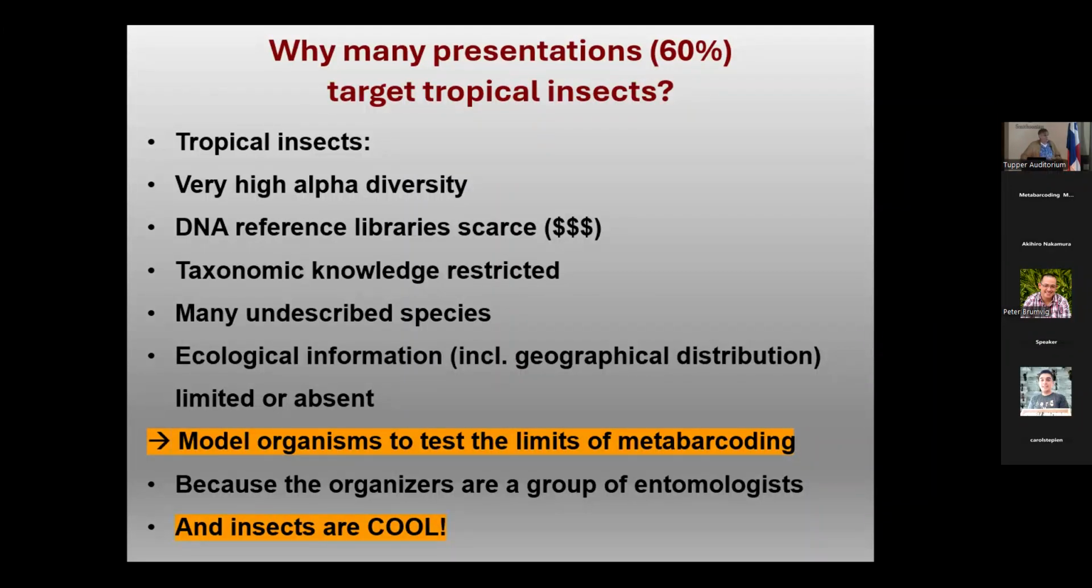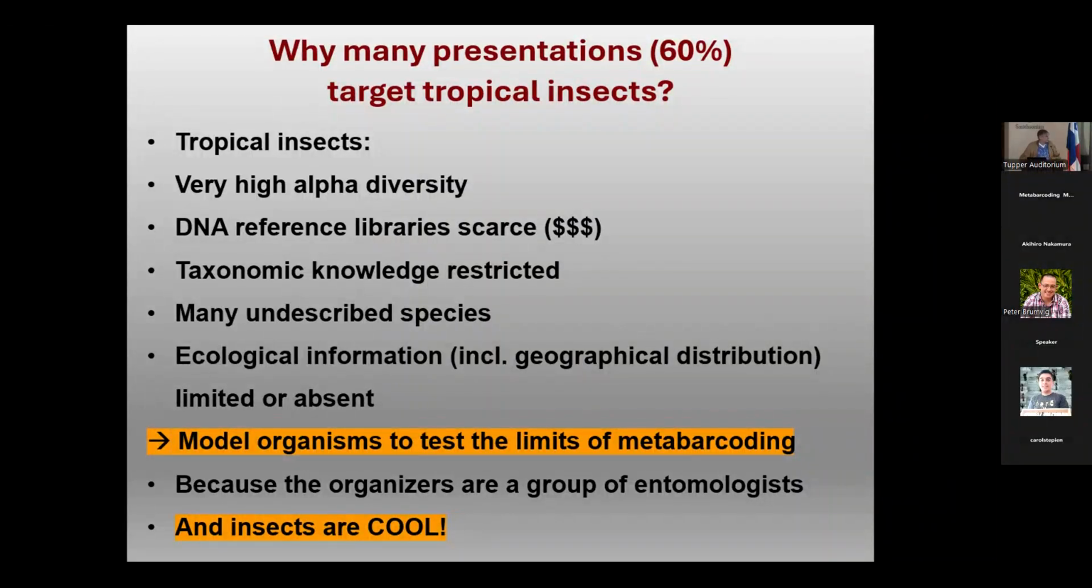In addition to that, the taxonomic knowledge is basically restricted. We also have many undescribed species, which are known only by the barcode, for example. The ecological information is also fairly restricted. That's important because the geographic distribution is often limited to absent.